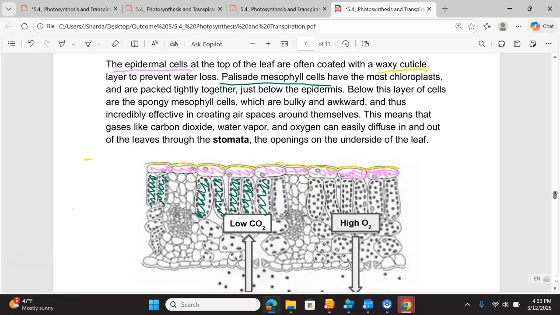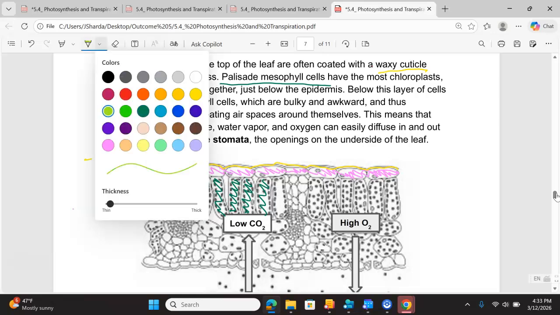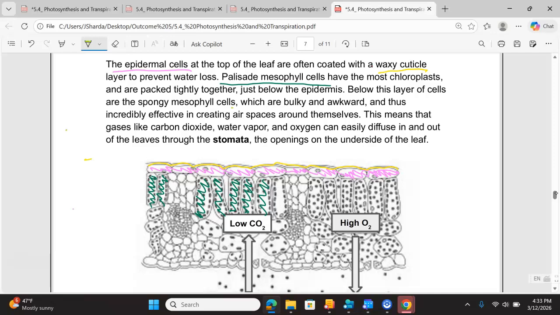Below that layer of cells, below the palisade mesophyll cells, are the spongy mesophyll cells, which are bulky and awkward. Think of these guys like the trolls in Frozen. Okay, I think they might have been my favorite characters. Okay, they are bulky and awkward, and because they are bulky and awkward, they are incredibly effective in creating air spaces. Right? If they don't stack neatly like the palisade mesophyll cells, you've got a lot of air spaces that are going to form between them. Okay, does that make sense?